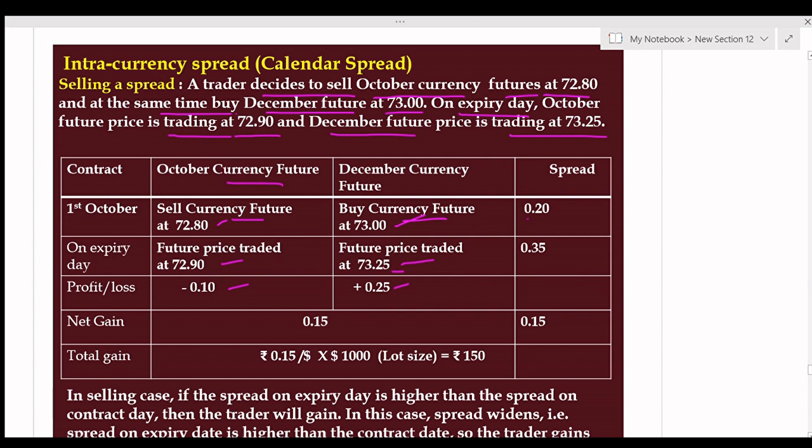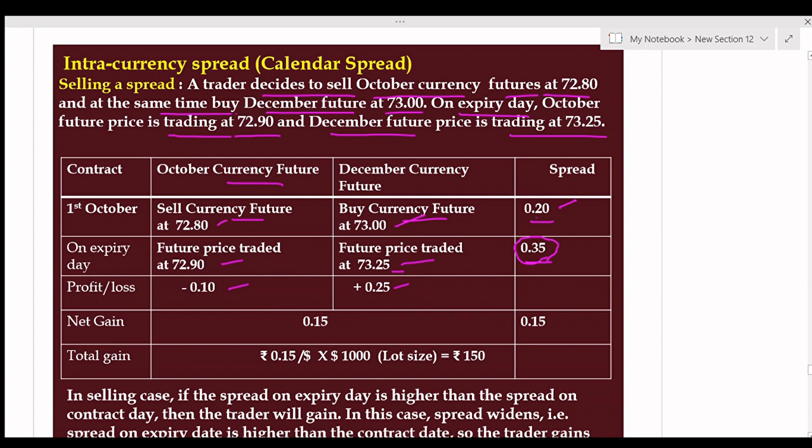Spread is the difference between the two future prices. That is 73 minus 72.80, which is 0.20. And the next future is 73.25 minus 72.90, which is 0.35. It is selling a spread. So the spread on expiry date, that is 0.35, is higher than the 0.20.